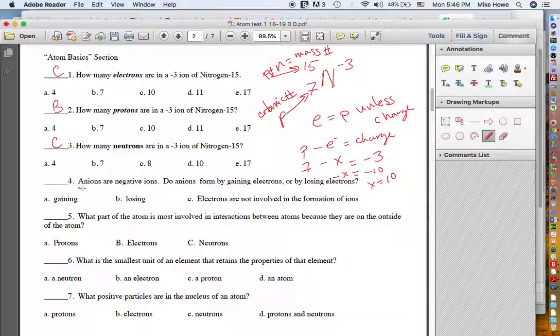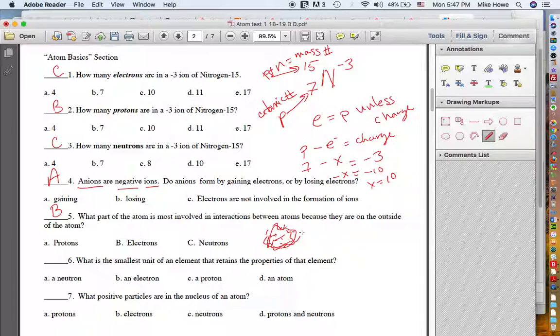All right? Anions are negative ions. If they're negative, have they lost or have they gained electrons? So they gained. Okay, what part of the atom is most involved in interactions between atoms? Because they're on the outside. So what's on the outside? Is it the protons, the electrons, or the neutrons? It's the electrons. Protons and neutrons are in the nucleus. So again, nucleus, then the electron clouds all around it.